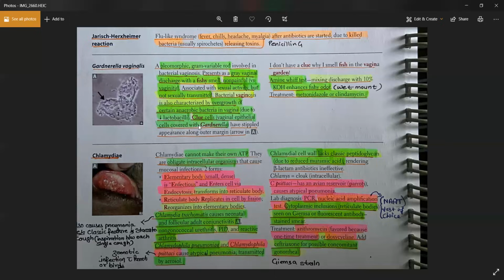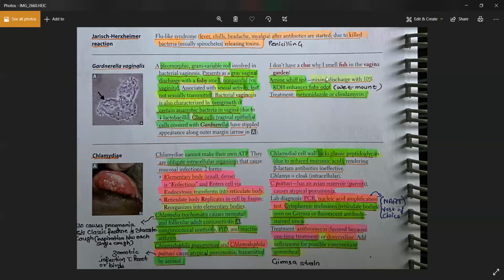So what you will get is the clue cells. Clue cells are nothing but just the epithelial cells of the vagina that are lined by the bacteria. As you can see here, this is the epithelial cell and it is lined by the bacteria, the Gardnerella. These are the clue cells that you will see in the Gardnerella vaginosis.